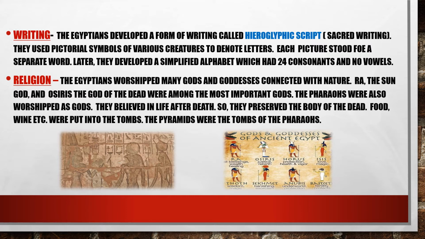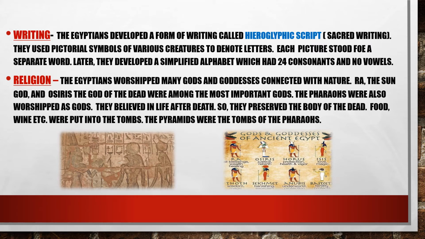Let's move to the religion. The Egyptians worshipped many gods and goddesses which are connected with nature. Ra, the sun god, and Osiris, the god of the dead, were among the most important gods. Not only this, the pharaohs were also worshipped as gods. Each god had his or her own temple and priest. Every city, town and village had its own favorite god.